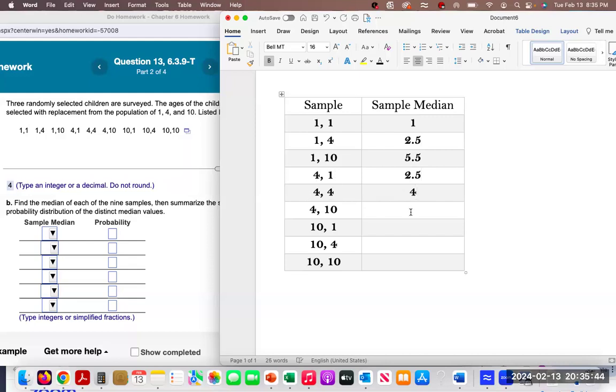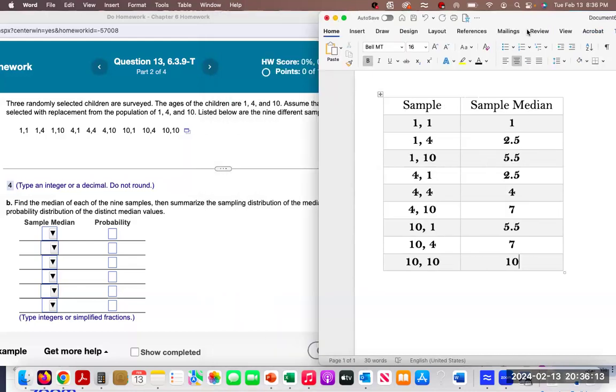Again, it's the mean of the two numbers. The median for 4, 10, you add them up, you get 14, divide by 2, we get 7. The median of 10 and 1 is 5.5. The median for 10, 4, again, we have 7. The median of 10, 10 is 10. So these are all the possible medians that we get. Let's go ahead and enter these.